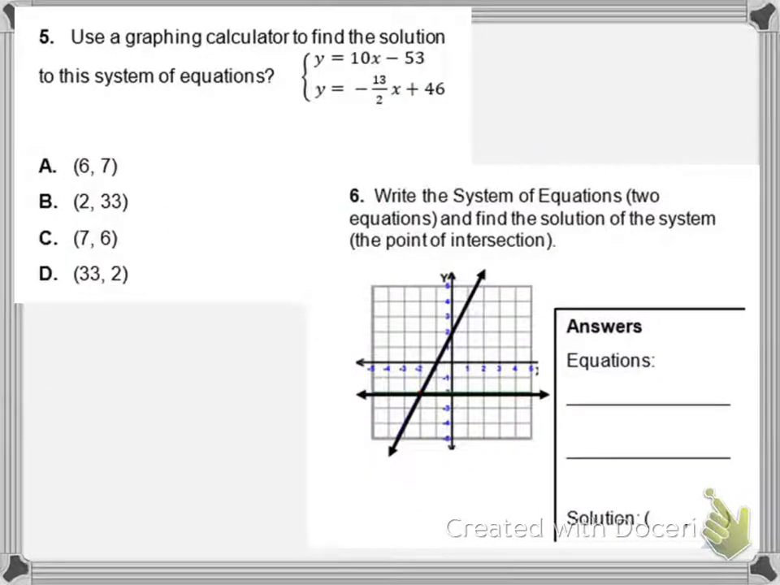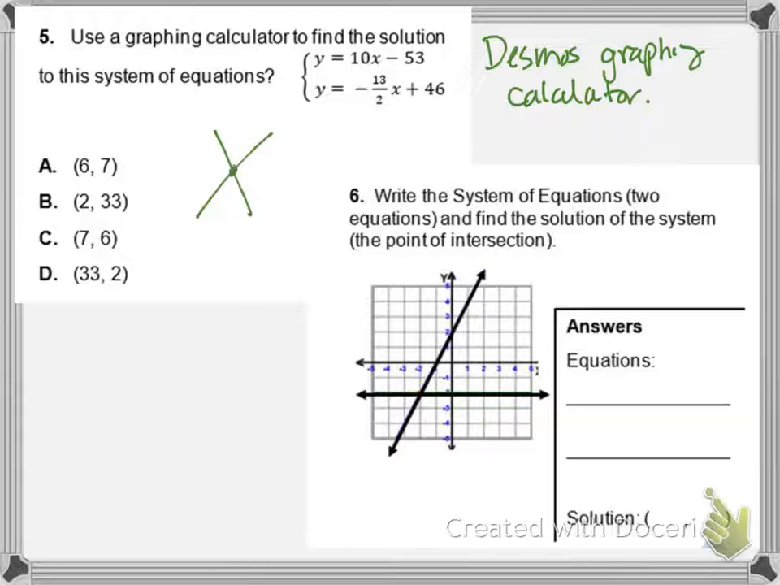Okay. For number 5, it says use the graphing calculator to find the solution to the systems of equations. So for this question, we can use our regular graphing calculator. If you don't have it, you can also use the Desmos graphing calculator. But basically what you're doing is you're just putting both of those equations into the calculator, and it graphs them, and then you see where they cross, right? For this question, they are going to cross at 6, 7.